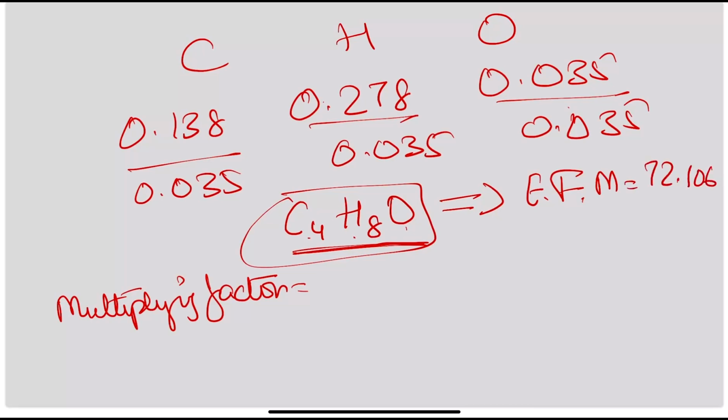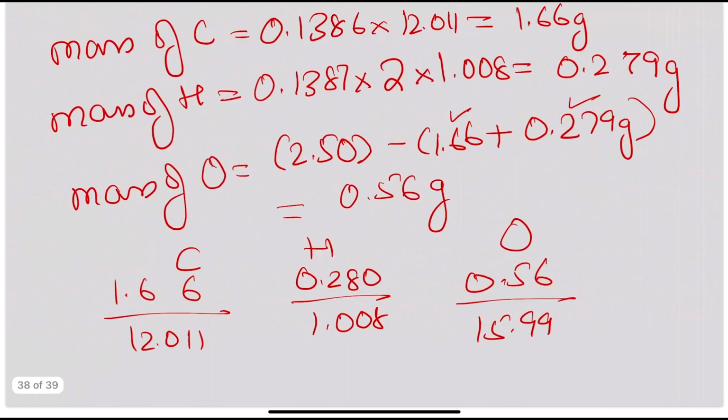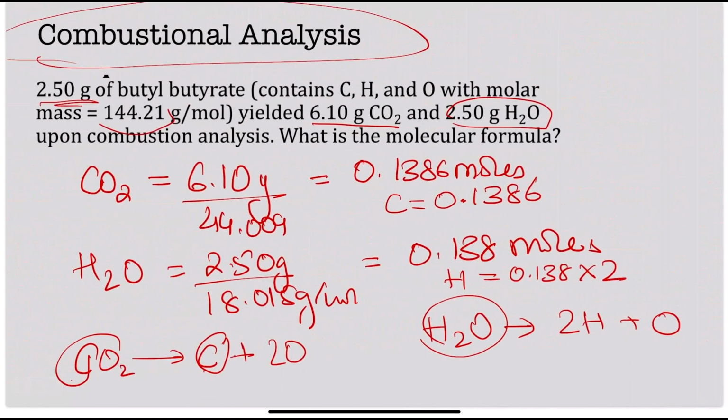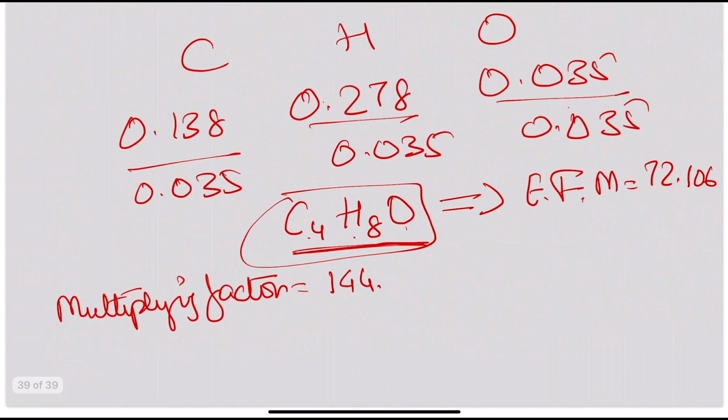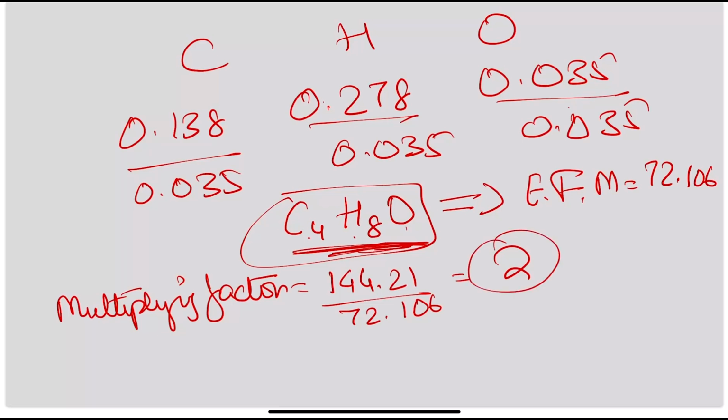Okay, so how do I find the multiplying factor? You take the molecular mass. Where do I find this? Go back to the question, this here. The molecular mass is always going to be given. So 142.21 divided by 72.106, which is essentially the empirical formula mass, you get a 2. This 2 gets multiplied with this. So you end up with C8H16O2. And there you have it.